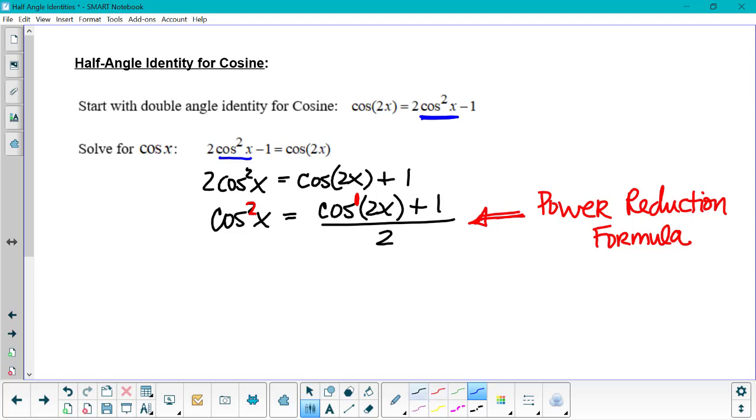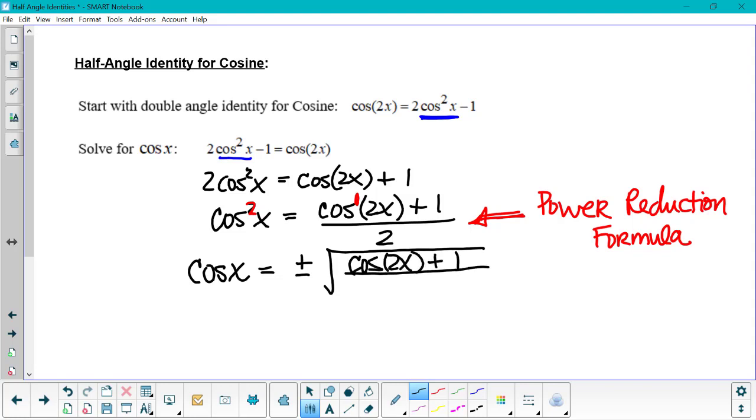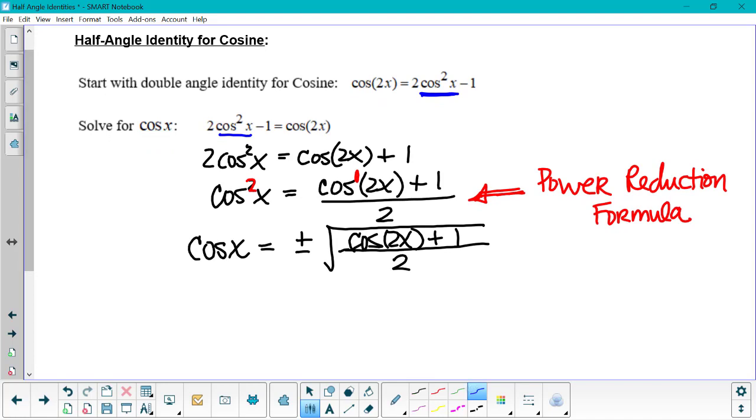But we want to keep going. We want to remove the square on the cosine. So we're going to apply the square root property to get cosine of x. And we know it's plus or minus. We're going to take the square root of that expression on the right.